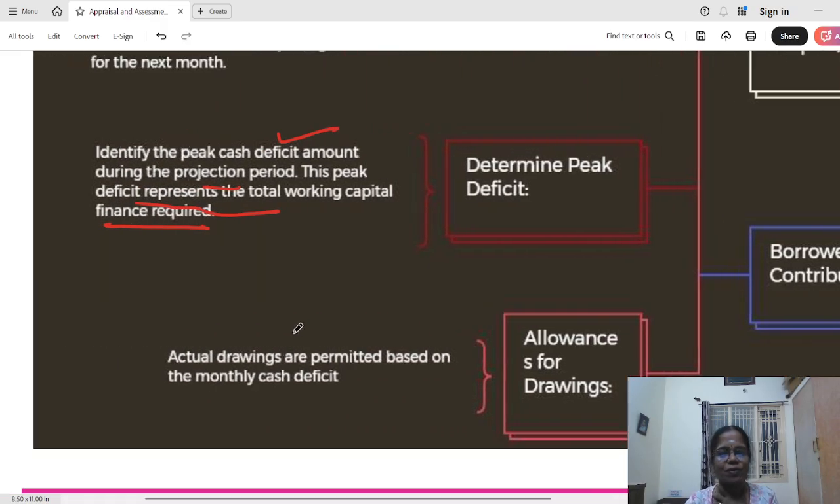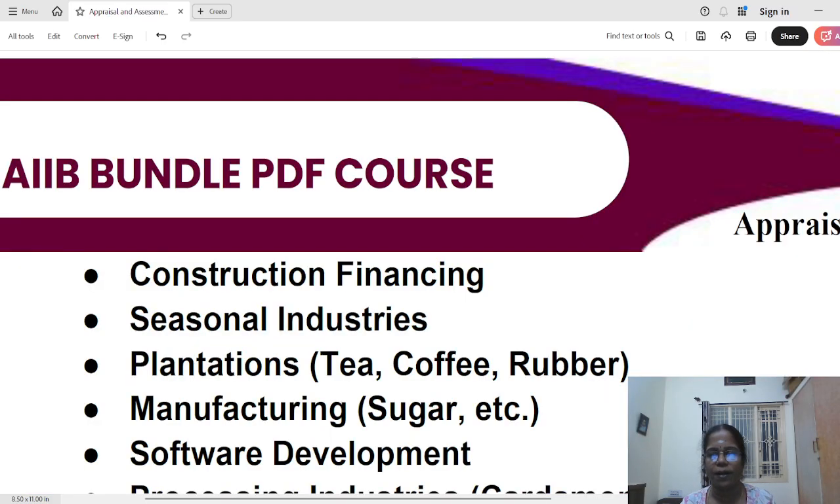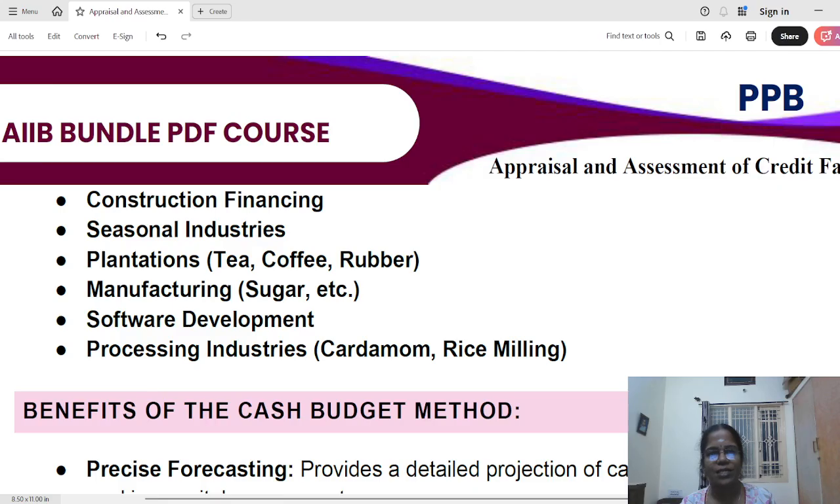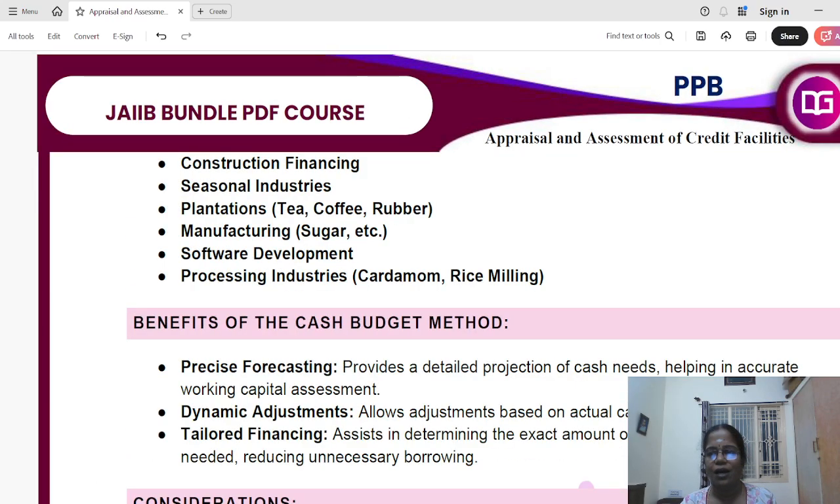அதே allowances, actual drawings are permitted based on the monthly deficit. அவங்களோட monthly deficit பார்த்துட்டு average payment பண்ணுவாங்க. So that is one case. Next we are going to discuss about this one.